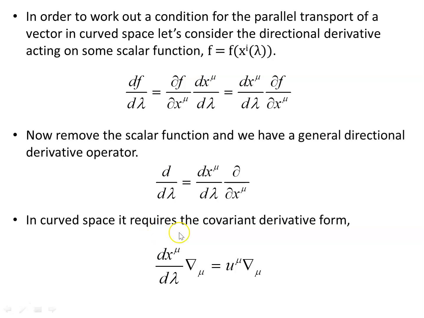Now in curved space, we're required to use the covariant derivative form. So in that case, we replace the partial derivatives with the covariant derivative. And so we have this object here. So here's our operator.